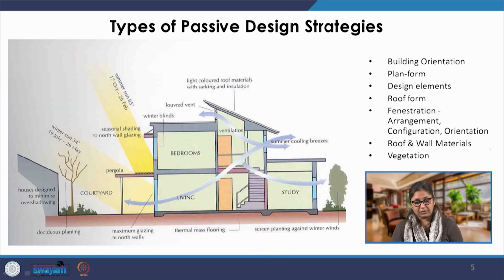Now, I am going to go over fast and quickly take you through different passive design strategies that can be employed in buildings, and they will vary. The strategies will vary for hot climates and cold climates, warm climates and cold climates, but the strategies are clubbed under building orientation, plan form. There are different design elements that we look at, roof form, fenestration, which includes arrangement, configuration, orientation, all of that, and specifics such as vegetation. We will talk about materials in a later part of the course.